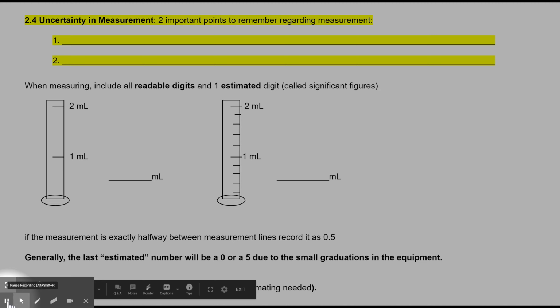So the better equipment we have, the better accuracy we are going to have.